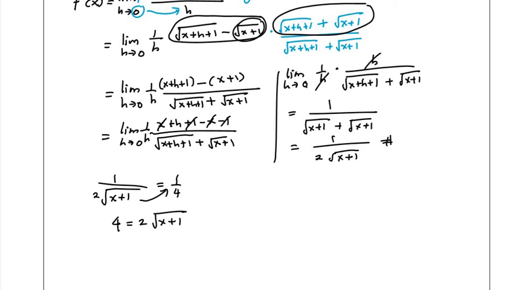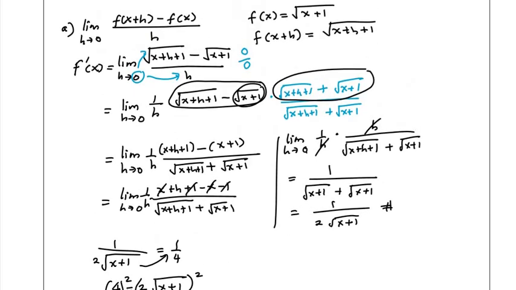Jadi nak solve ni kita kena hapuskan punca kuasa. Jadi kita kena square both side lah. Okay, so bila square both side akan dapat 16, sini akan dapat 4(x + 1). Jadi kita boleh selesaikan lah untuk dapatkan nilai x, which is 3. Tapi soalan dia nak point so kita perlu cari juga nilai y.